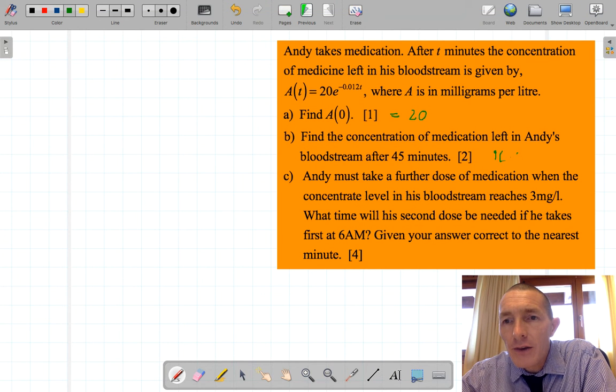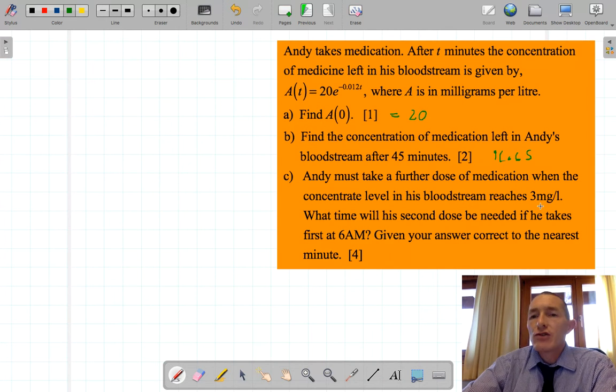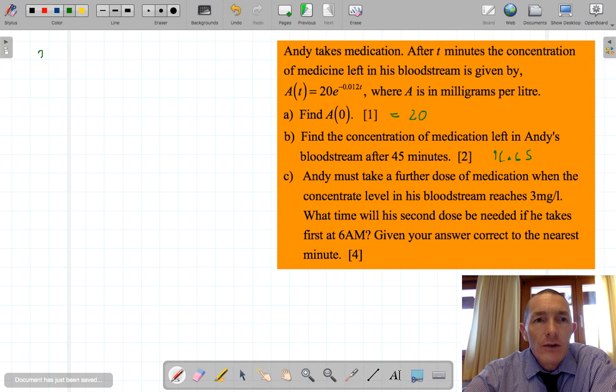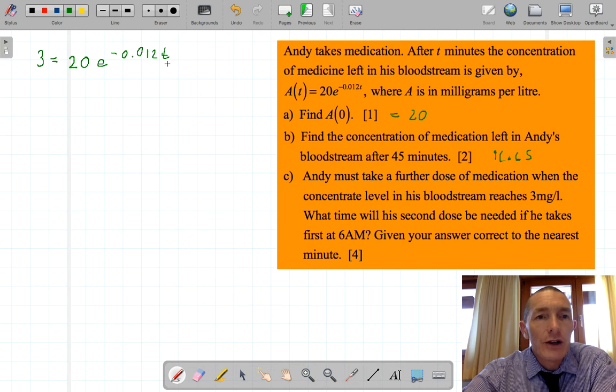Now the harder part here is the last bit. Andy must take a further dose when the concentration level reaches 3 milligrams per litre. What time will his second dose be needed if he takes it first at 6 a.m.? So what I want is to know what the time is when the dose is actually 3 milligrams. So at 3, the initial here is 20, e negative 0.012 T. This time it's the T that I don't know.